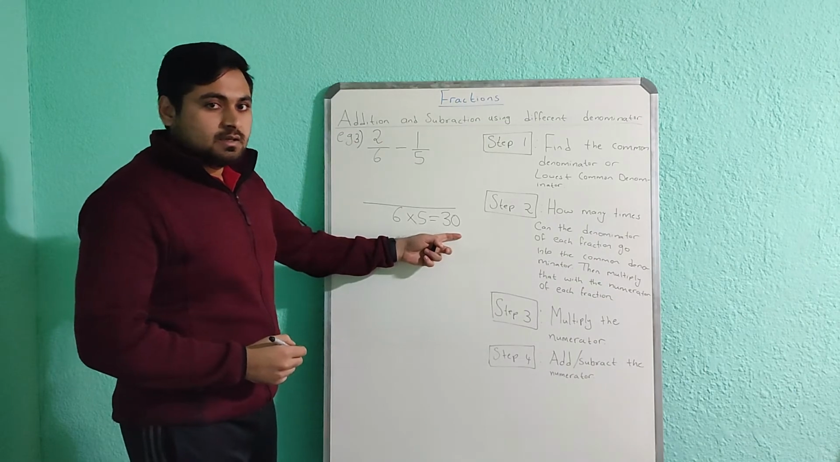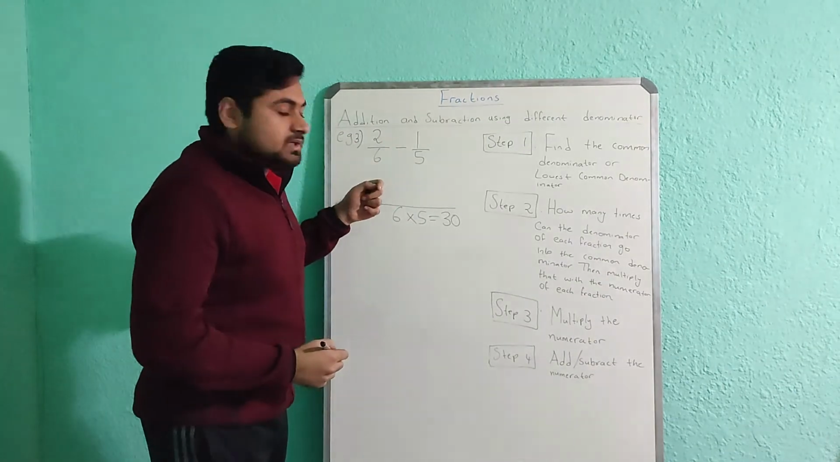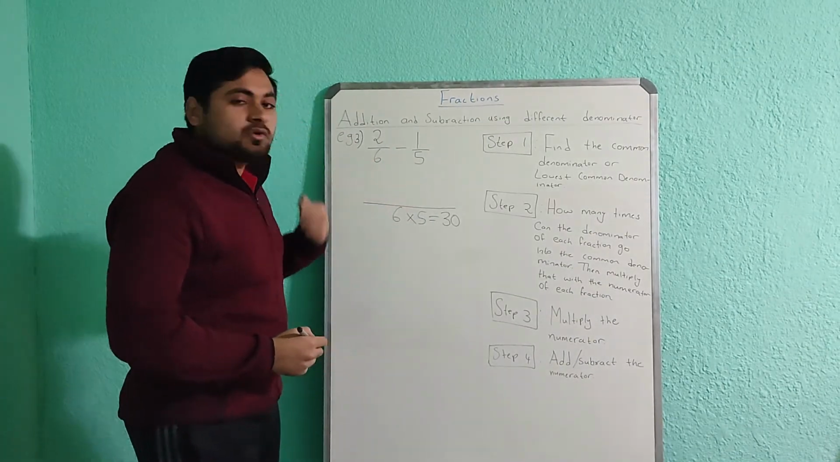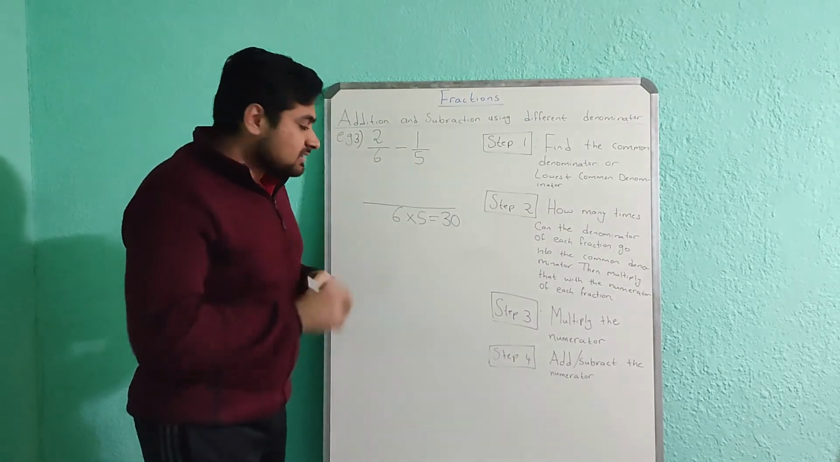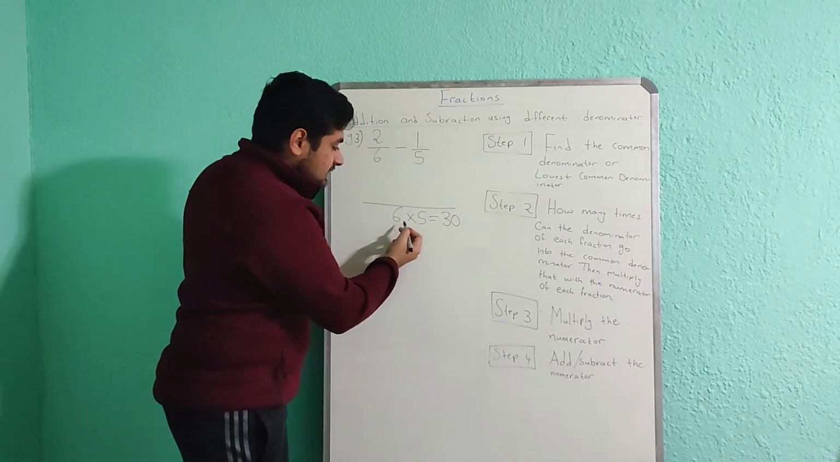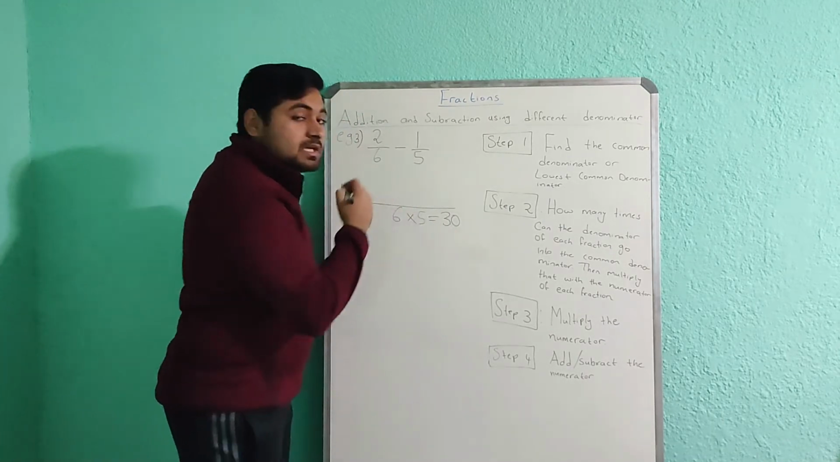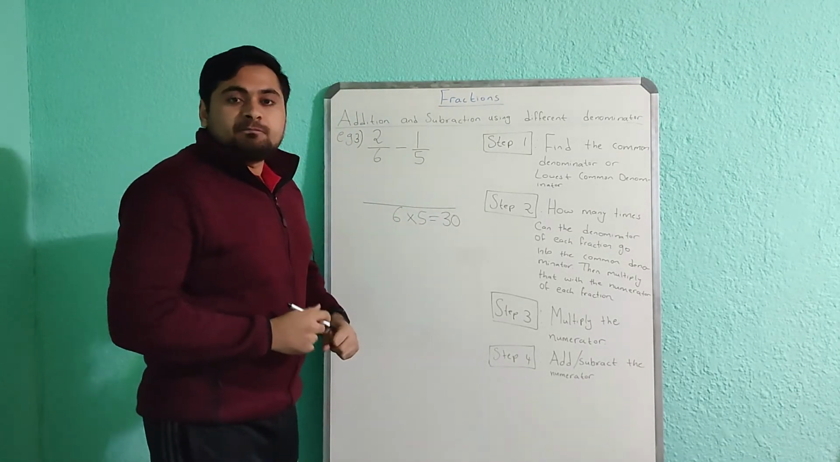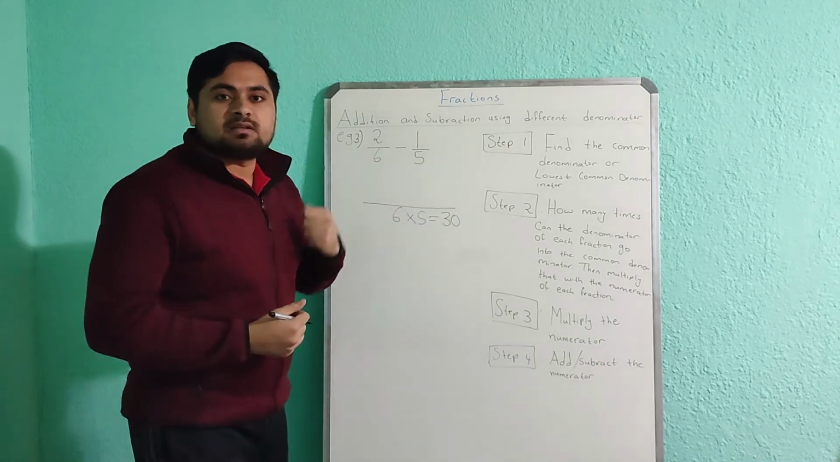Did you see? So we didn't have any common denominator. 6 cannot go into 5 and 5 cannot go into 6. So in this case, you simply multiply the denominators, which is 6 times 5. Therefore, your denominator will be 30. Now everything else remains the same.